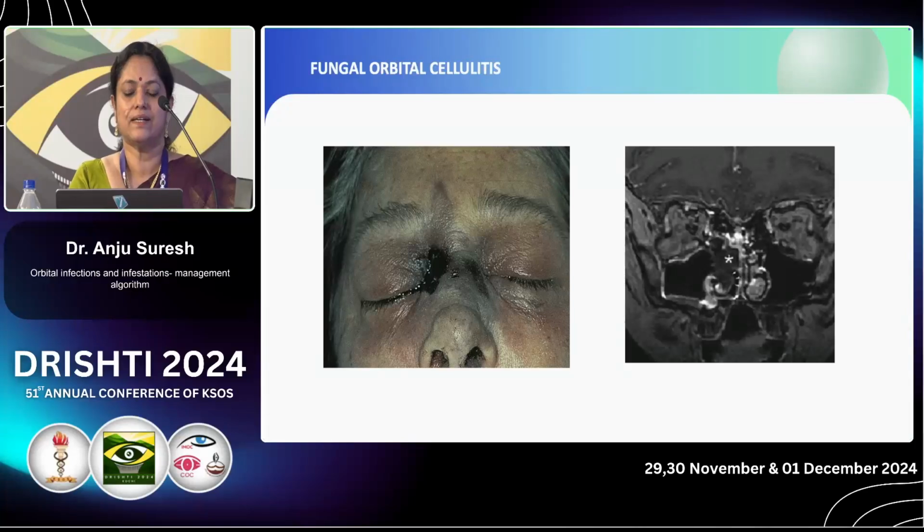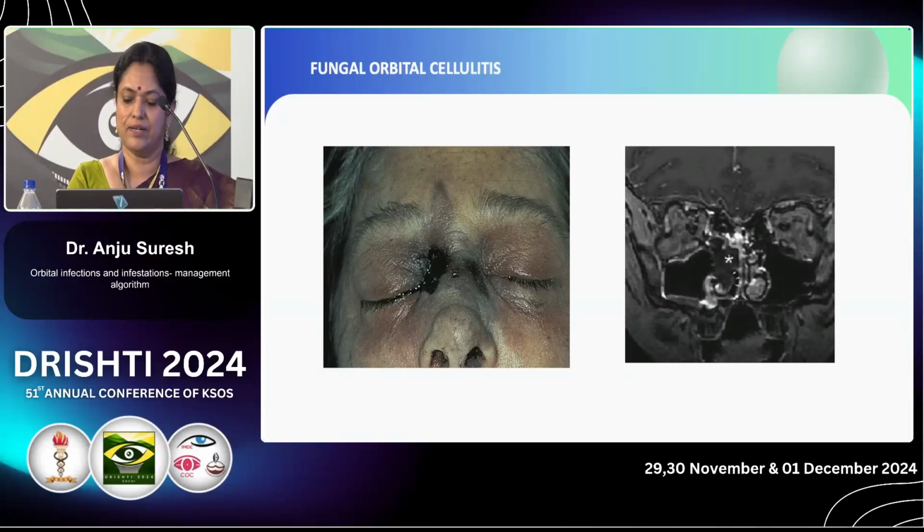So unlike bacterial orbital cellulitis, fungal orbital cellulitis occurs in a severely sick patient, usually a diabetic with ketoacidosis. Now fungal orbital cellulitis is most commonly caused by mucor, which is a fungus characterized by aggressive angioinvasion. So a patient presents with a blocked nose, severe facial pain and facial edema, and a painful proptosis. And sometimes in the late stages, you get eschar formation. Eschar formation is initially seen on the turbinates and the nasal mucosa.